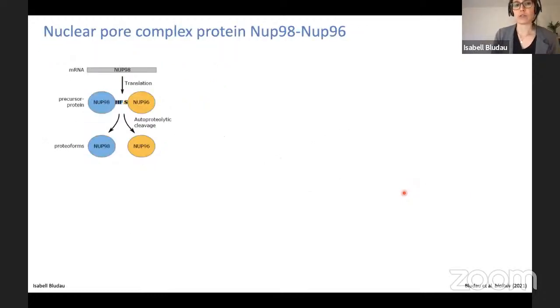So now I would like to show you some examples of the data. One is just a proof of concept example of the nuclear pore complex protein NUP98-96. And this is a very interesting one because it is actually coming from a single gene and single mRNA, NUP98, and the precursor protein is autoproteolytically cleaved in the middle to result in two proteoforms, NUP98 and NUP96, which basically operate as completely separate proteins.